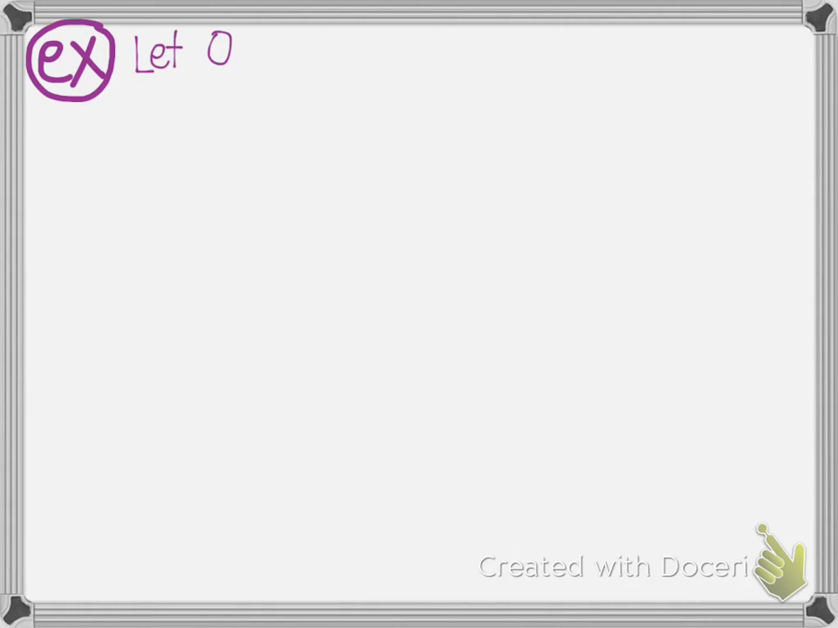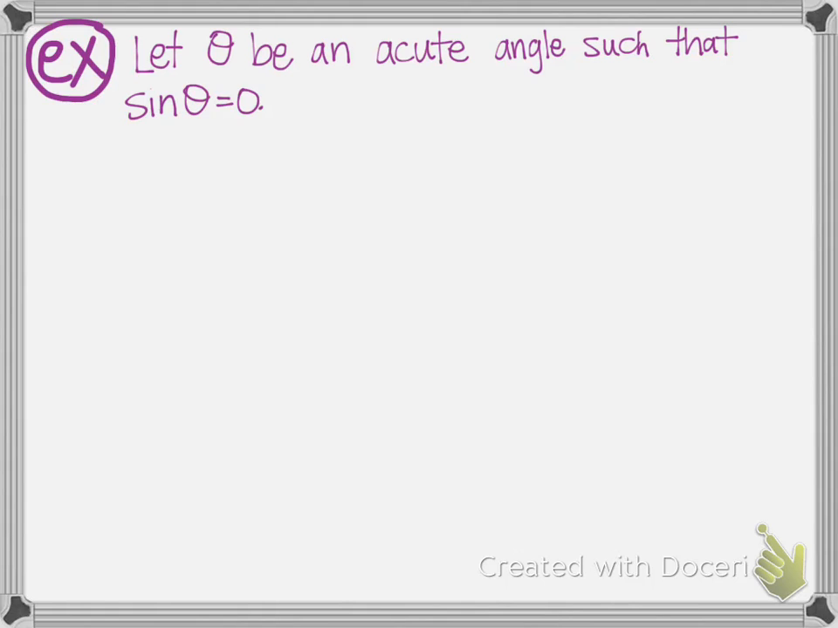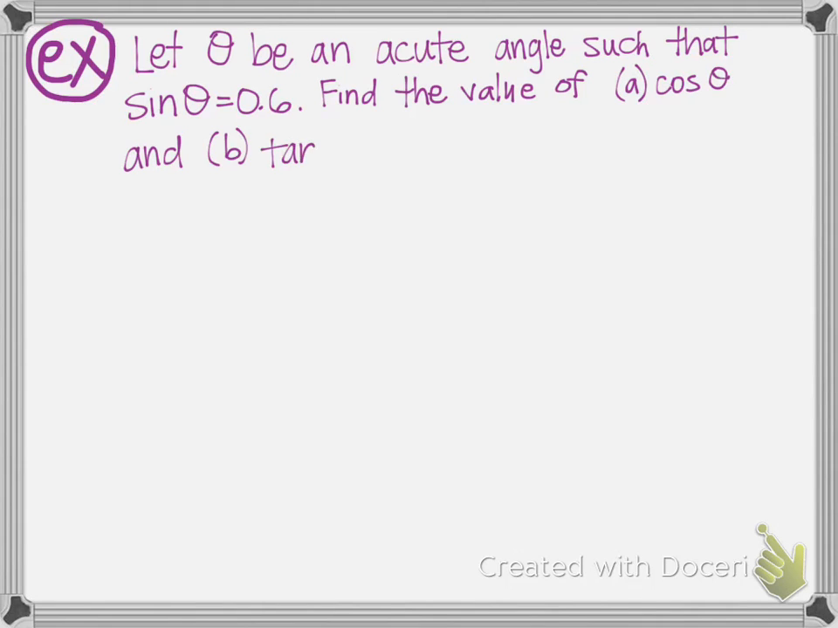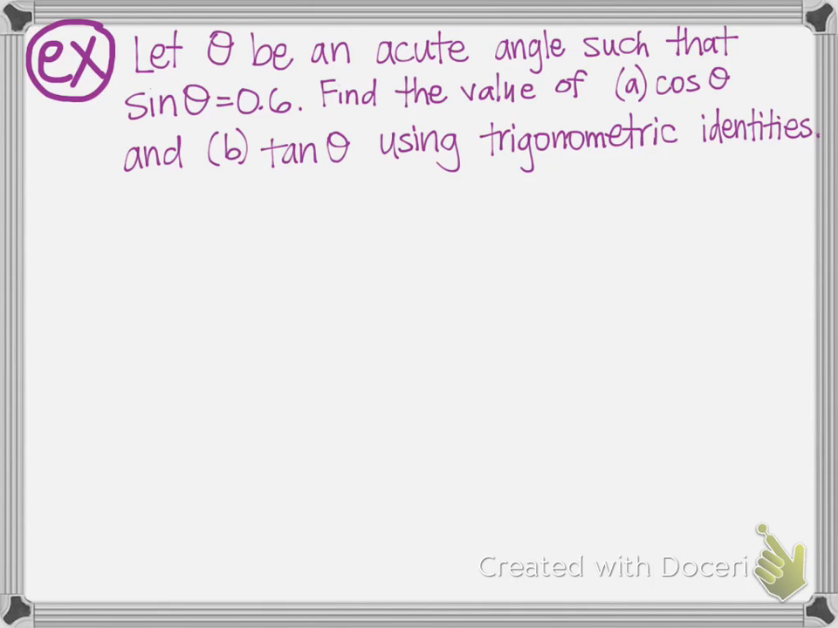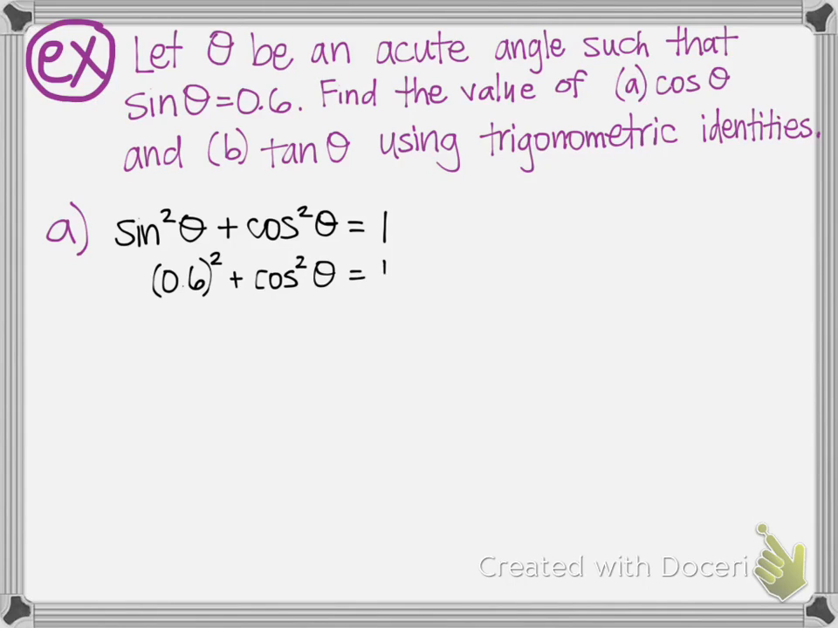Let me show you some examples. Let theta be an acute angle such that sine theta is 0.6, and we need to find the value of cosine and tangent using the trigonometric identities. I have the formula that says sine squared theta plus cosine squared theta equals 1. I'm going to take the value they gave me and plug that in. Now I want to solve this for cosine.